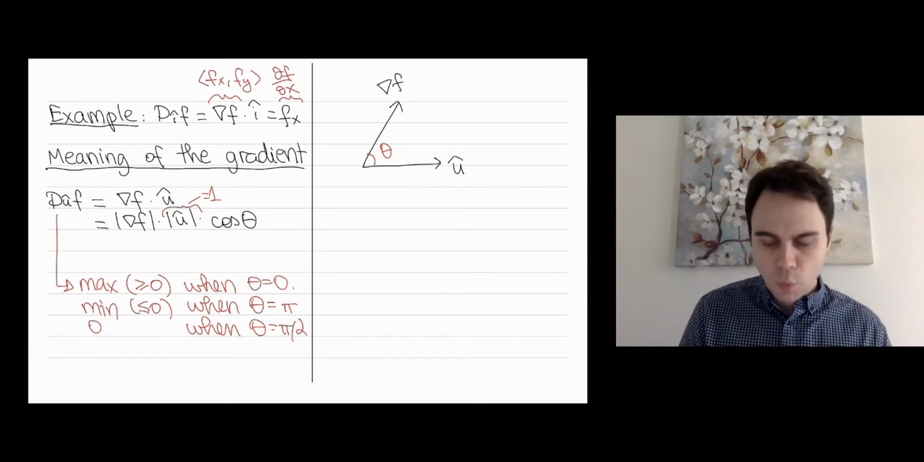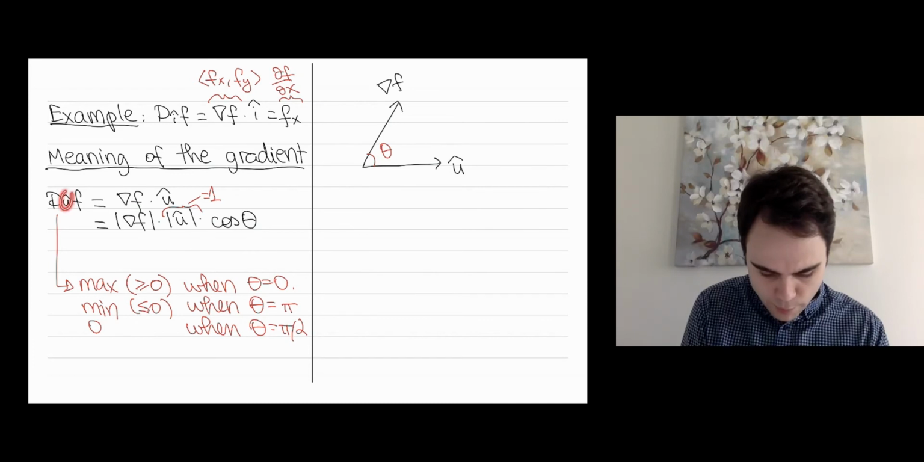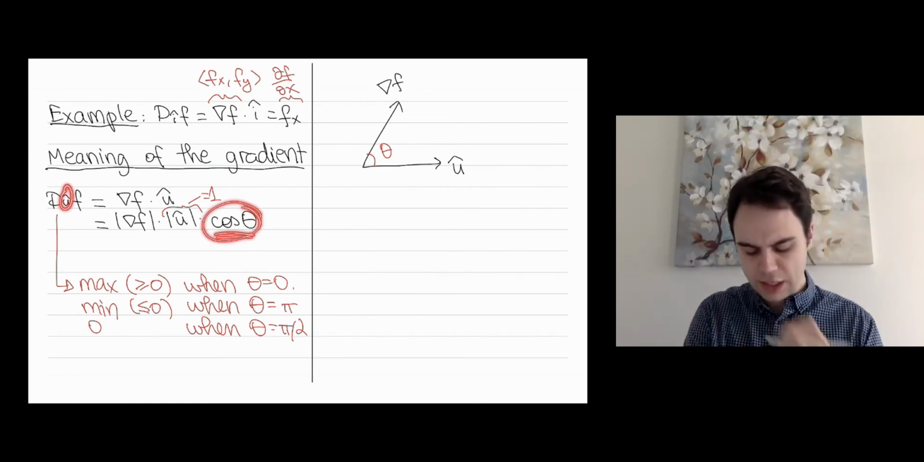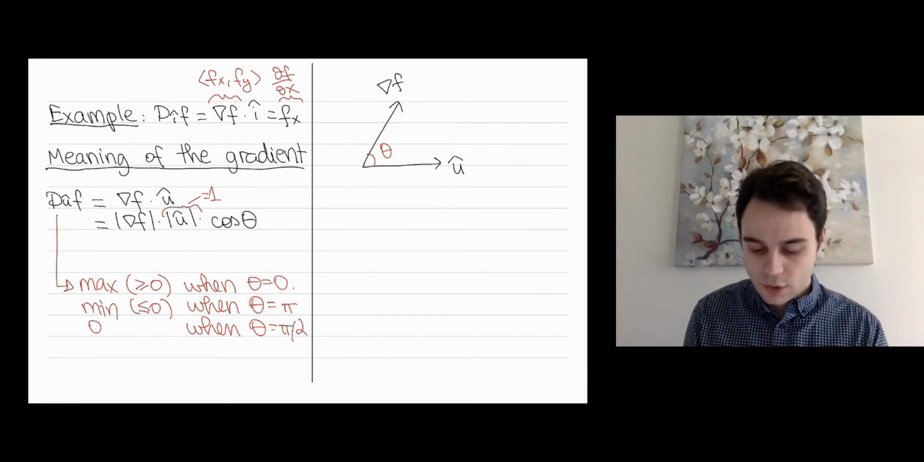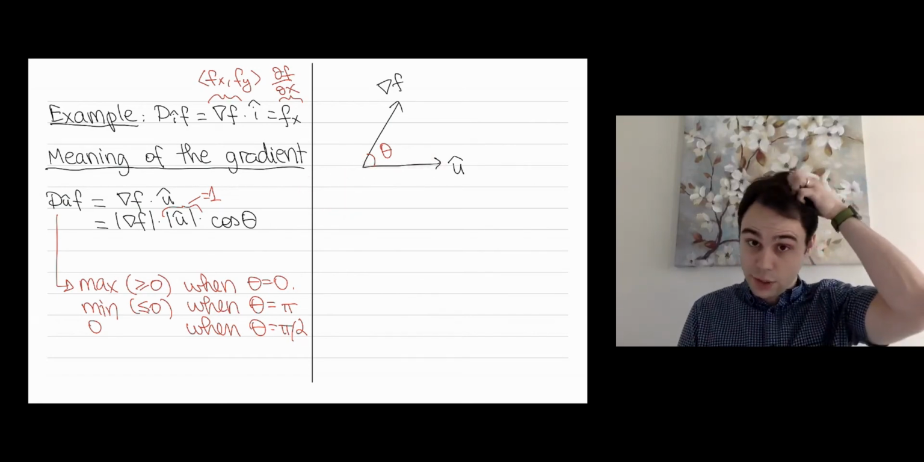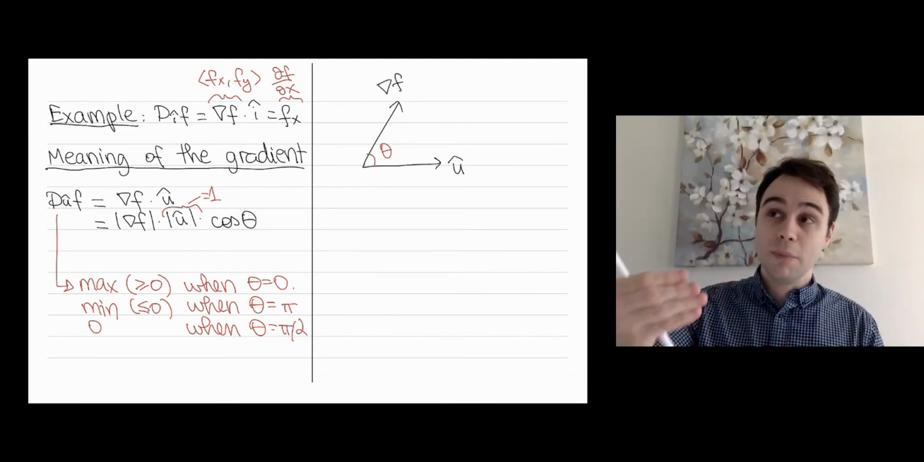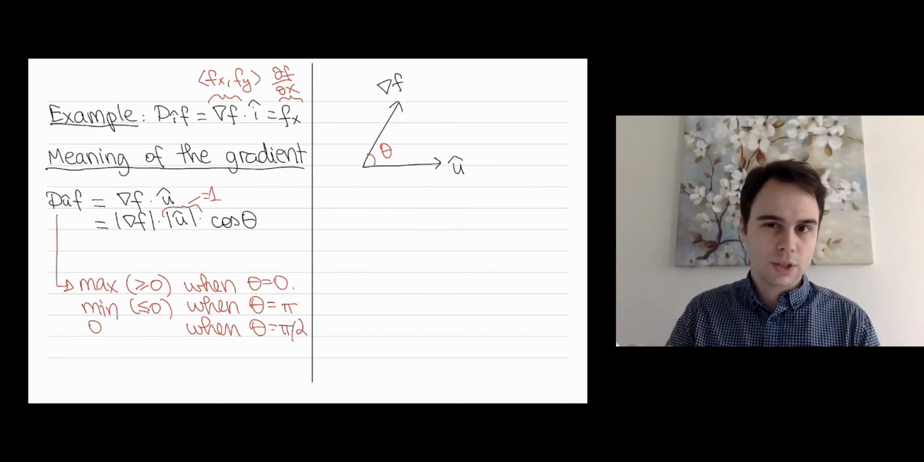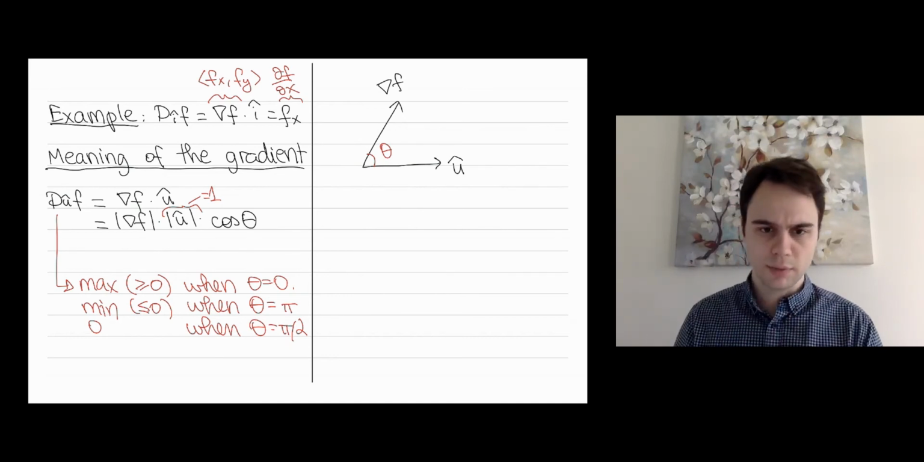So in that case, I want my function, my error, to decrease as fast as it possibly can. So I want u to be such that this cosine is -1. So the angle should be pi. This means that the gradient should be pointing in one direction, and u should be in the direction of minus the gradient. So if I move in the direction of minus the gradient, then my function will decrease as fast as it possibly can.